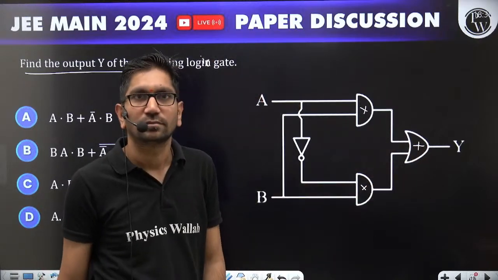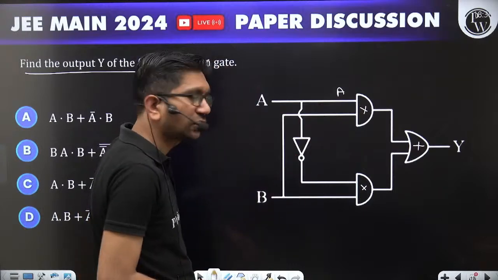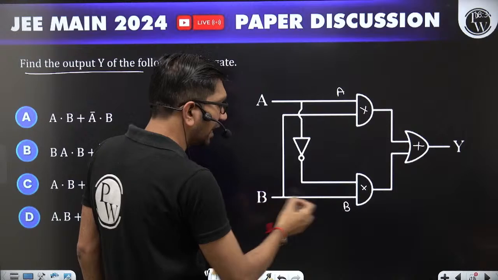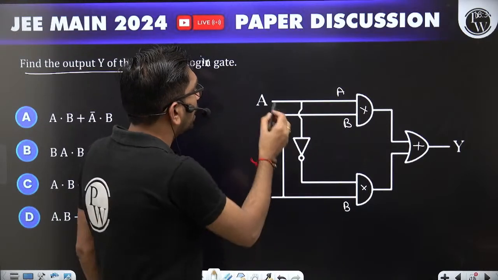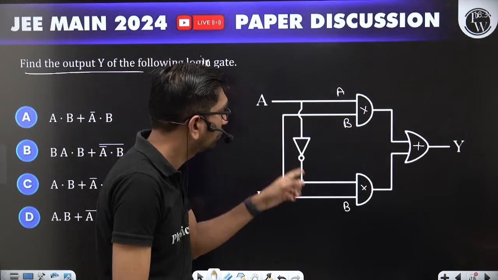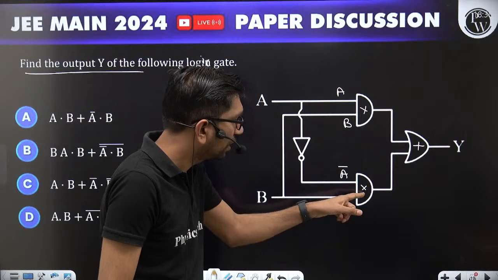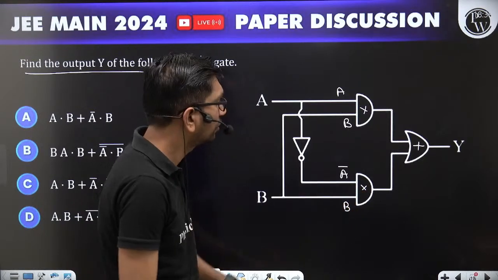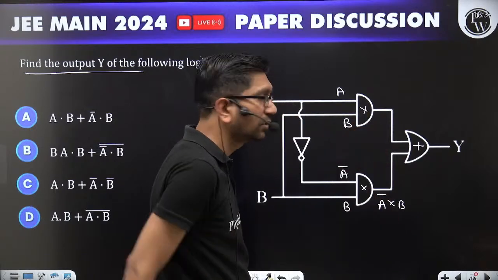Correct. Now, the A is going like this. It has reached here. Now the B is going like this, and the B is going like this. It has reached here. Now the A is also going like this, right? So this is what, NOT gate. So what do you get here? A bar. Am I right? Now what does this gate indicate? Multiplication. So we have to do the multiplication. What do we get, beta? A bar into B we get.